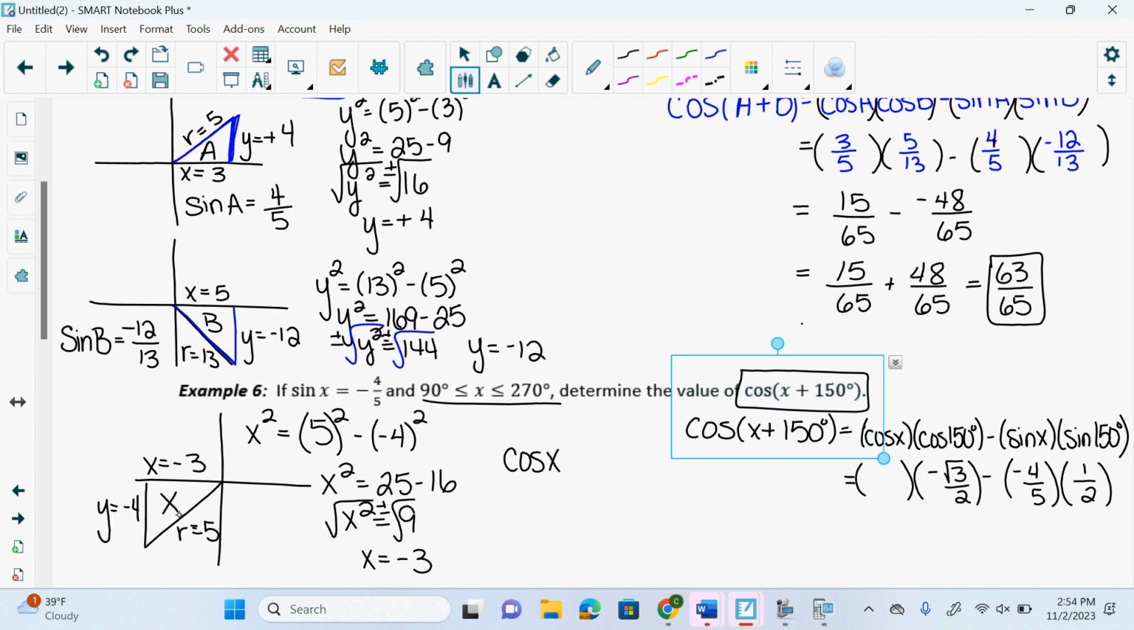So cos is adjacent over hypotenuse. So we get negative 3 over 5. And we replace cos x with negative 3 over 5.